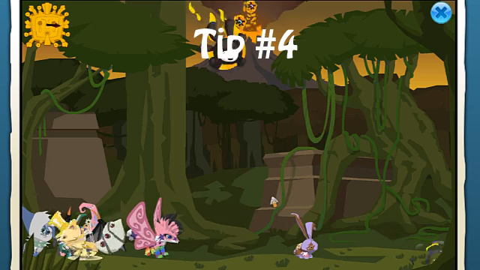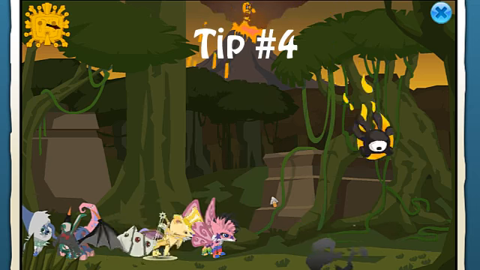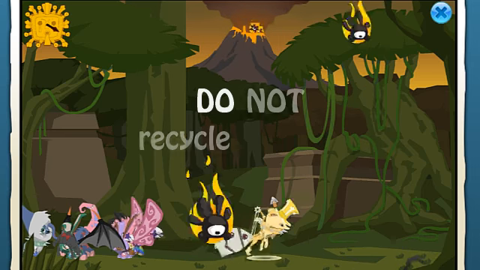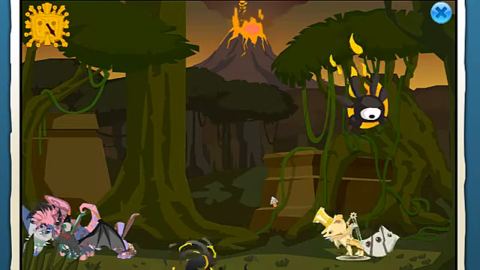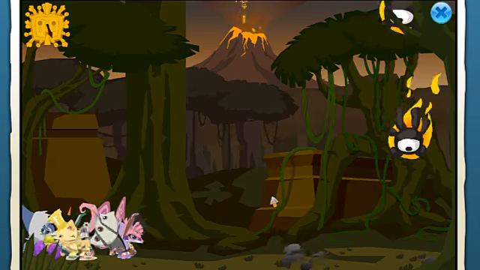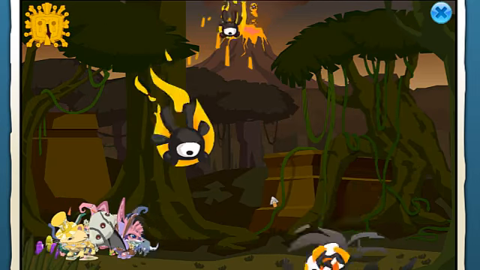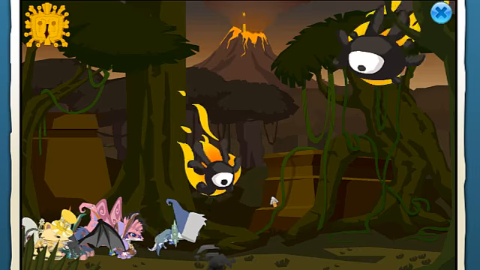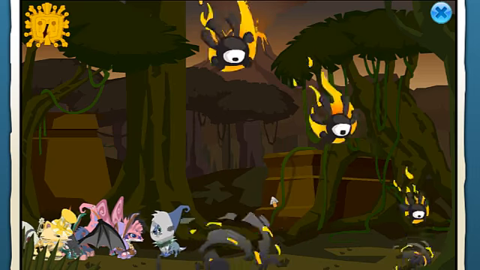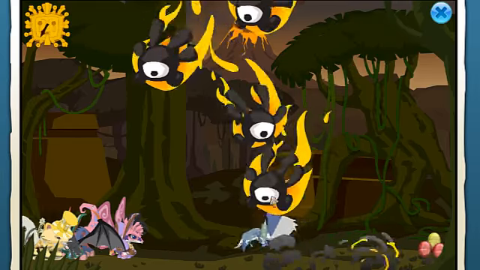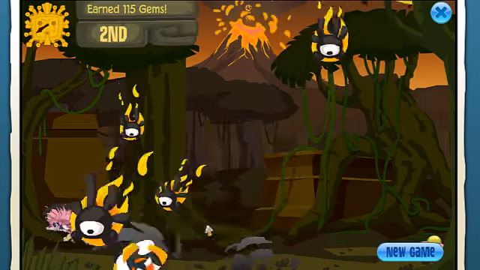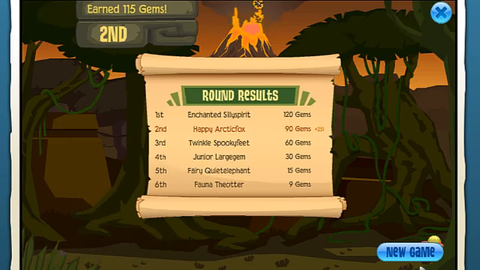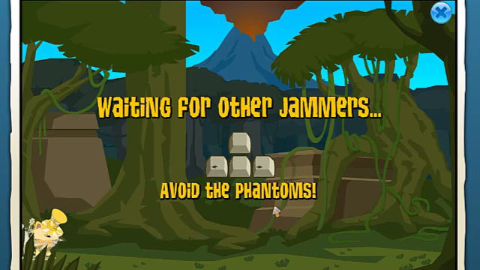Tip number 4. And I cannot stress this enough. Do not recycle seasonal items. I have known a lot of people who've bought seasonal items like Christmas, Halloween, and then they recycle them because Halloween is over and they don't need the items anymore. I'm like, that isn't smart. A lot of the items, they don't come back to stores, and then they become rare, and then you need them for next year, and then you don't have them.